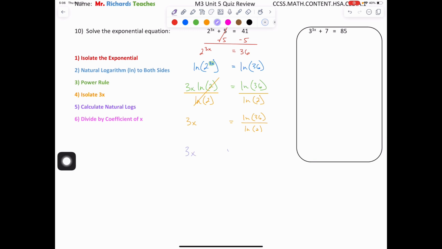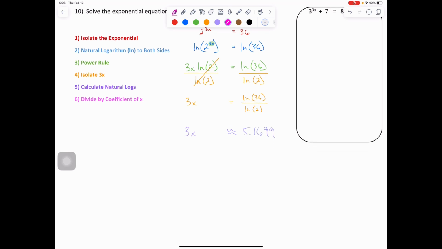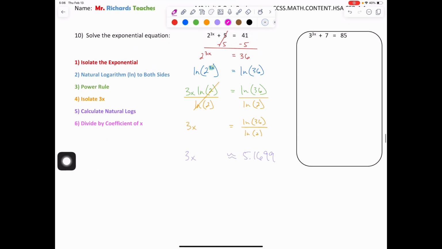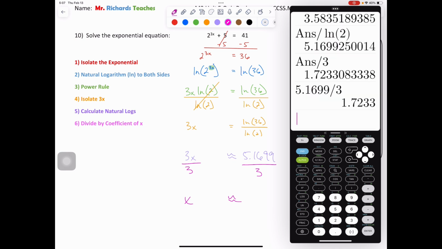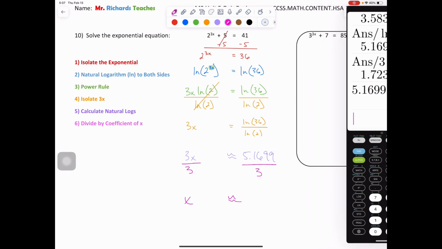So 3x is approximately 5.1699. And our sixth and final step is to divide by the coefficient of x, just like when solving. Let's divide each side by 3. Let's bring down our x, and our x is approximately, well, let's just hit divided by 3, 1.7233. Or if we did our 5.1699 divided by 3, we get 1.7233.